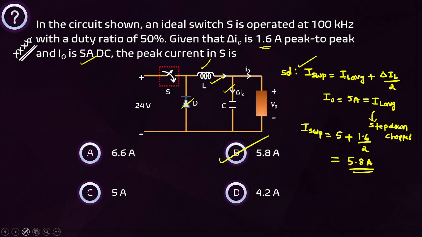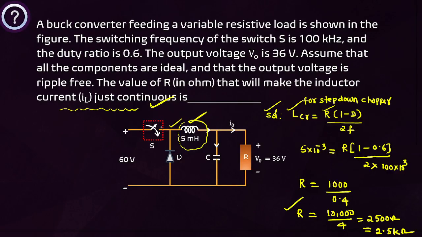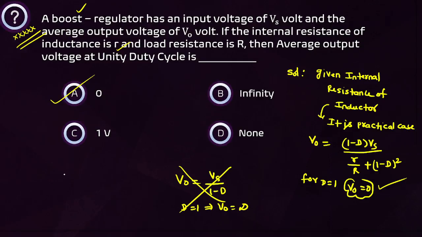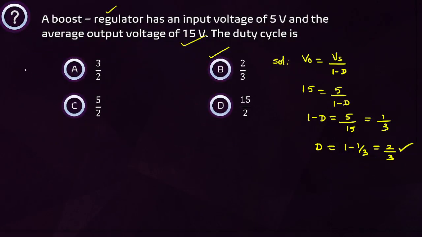IL average plus delta IL by 2. And this is also a question based on the critical inductance. This is the previous gate question only. This is the critical inductance. Which regulator? Buck regulator, that is step down chopper. For D equal to 1, average output voltage. This is the practical case. For D equal to 1, what is the average output voltage? 0. Then this is the simple question.